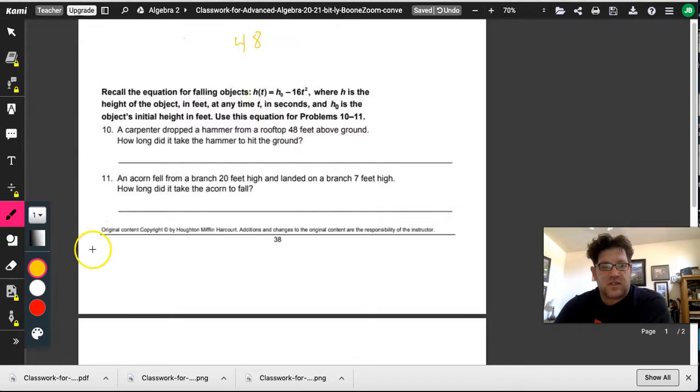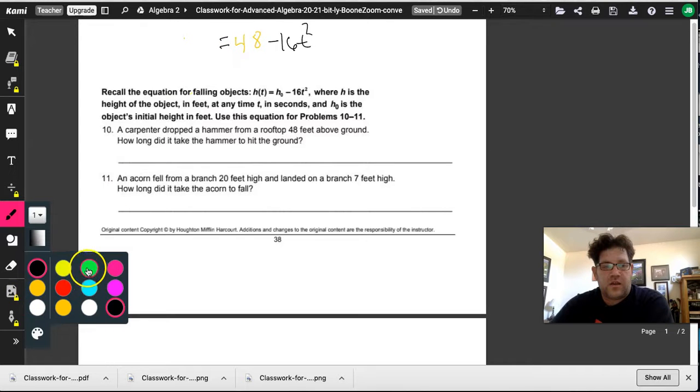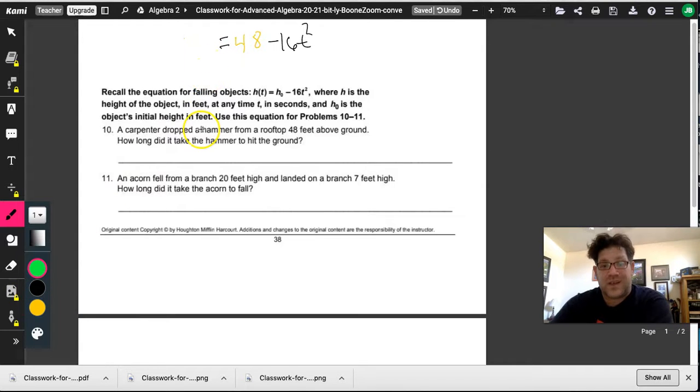And then we still have this minus 16t squared. That's still there. It doesn't change. Whenever you're doing one of these equations, you have that negative 16t squared. Okay, and this equals, we want to know when the hammer hits the ground. Well, what's the height of the ground? The height of the ground is 0. There's our equation.